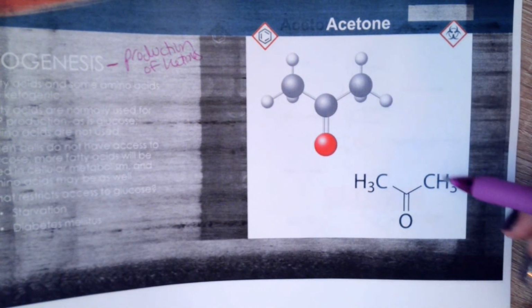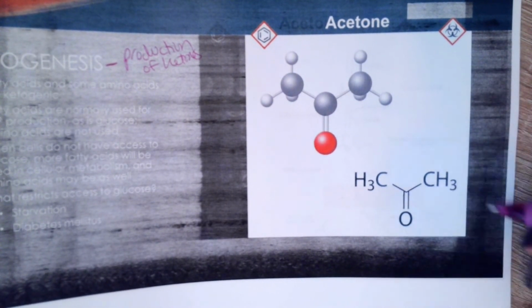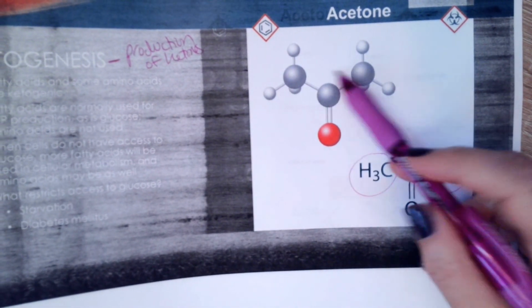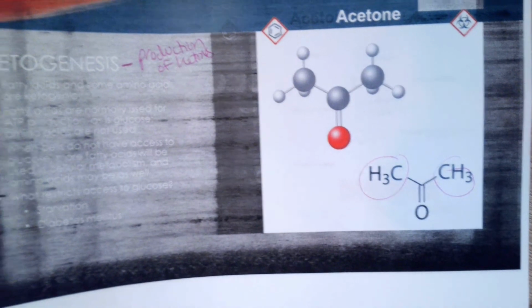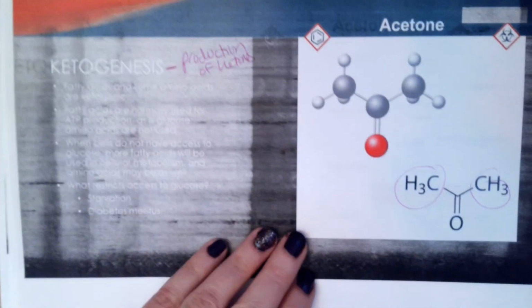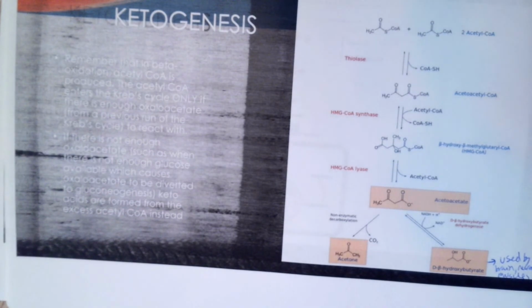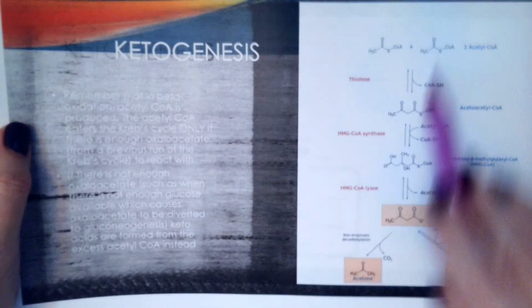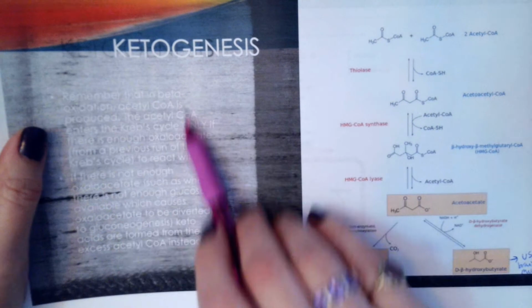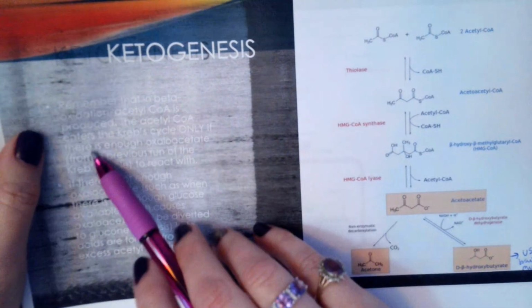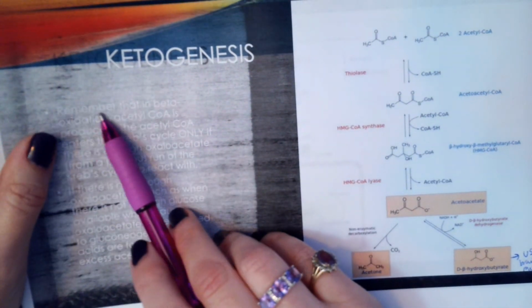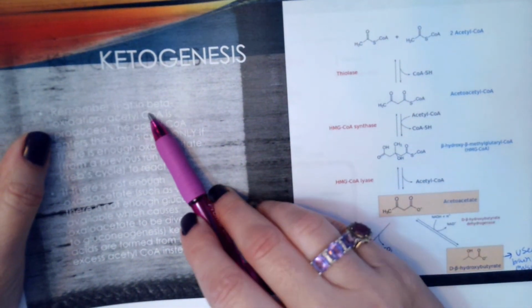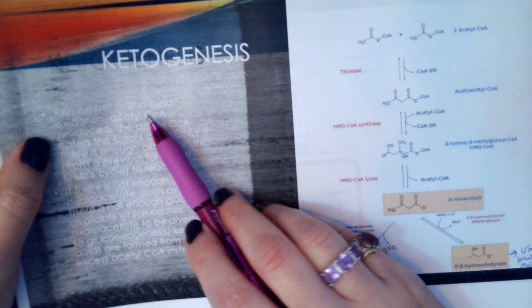This is just a schematic of one particular ketone. This is acetone. You just see this little double oxygen bond with the CH3 groups on either side, and there it is in kind of a stick model form. Okay, so for ketogenesis, we'll go over this in a minute, but I'll go over this part of it first. It's saying to remember that in beta oxidation, you make acetyl-CoA, and acetyl-CoA can go into the Krebs cycle.